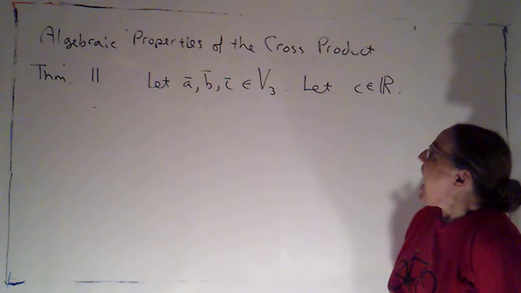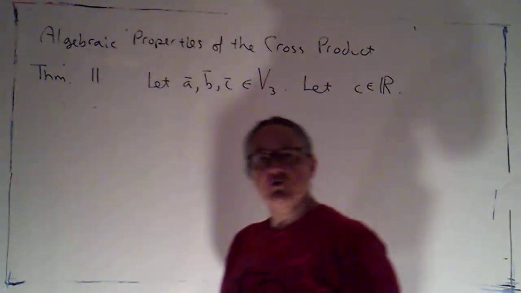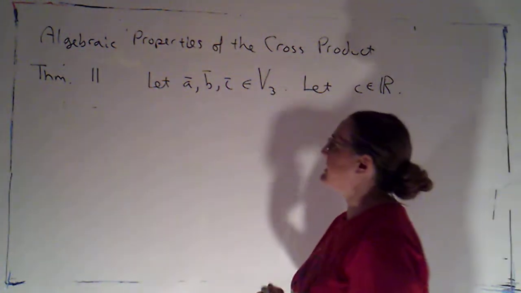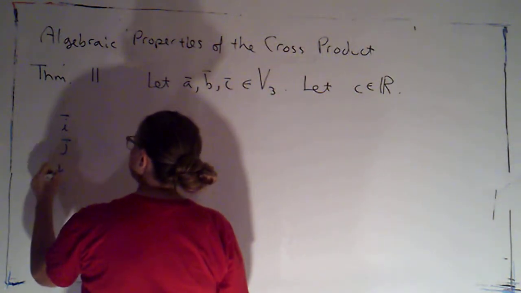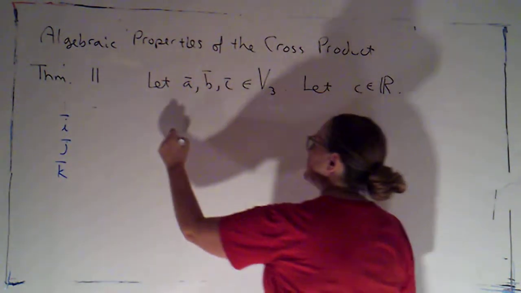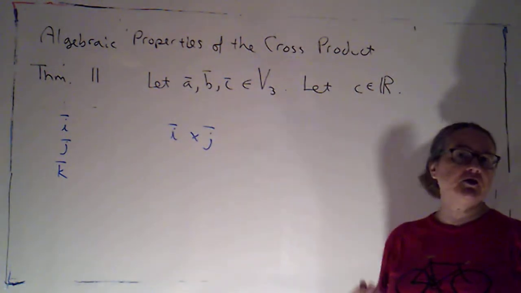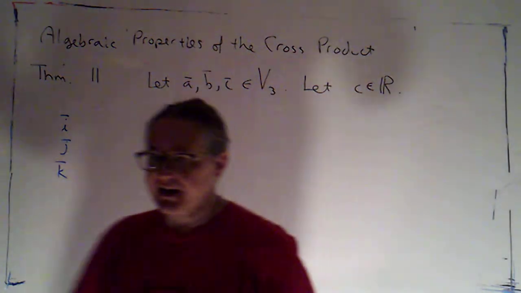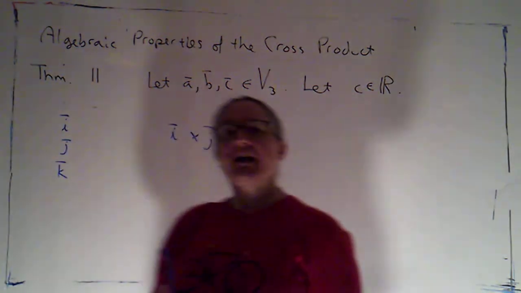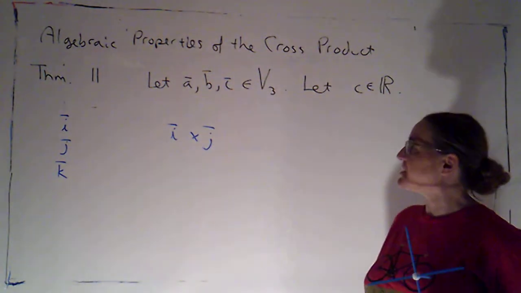Okay, what I do want to take a look at is just our special unit vectors i, j, and k. Now, if I wanted to calculate i crossed with j, I certainly could do that very quickly just from the definition. I'm actually going to calculate it, though, by using the properties that we have of the cross product.